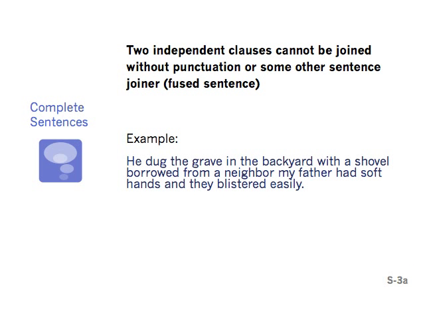A run-on sentence with nearly the same problem appears if the two independent clauses are joined with nothing at all, not even a comma. He dug the grave in the backyard with a shovel borrowed from a neighbor. My father had soft hands, and they blistered easily. The reader will stumble upon the second thought, or independent clause, and become confused. Fortunately, we can apply a simple editing process to correct both comma splices and fused sentences.